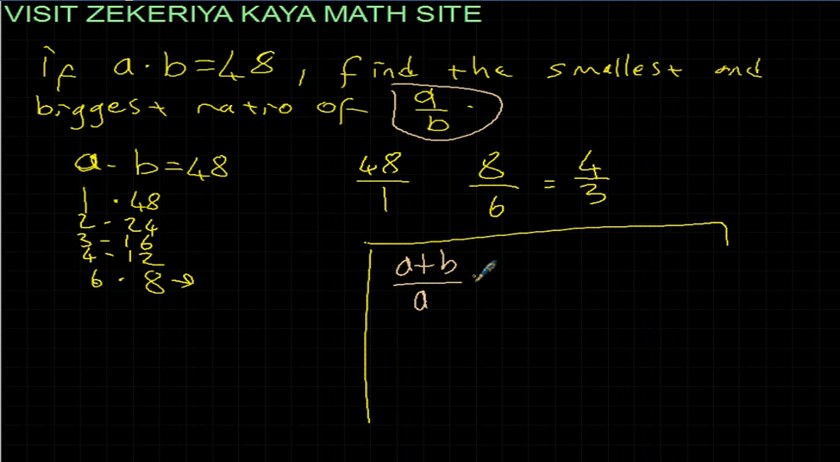You will try each number which you may choose. Yes. 1 and 48, 2 and 24, 3 and 16. But you need to find the right way to do it directly. To have the biggest ratio, A plus B should be the biggest number, so A must be the smallest.